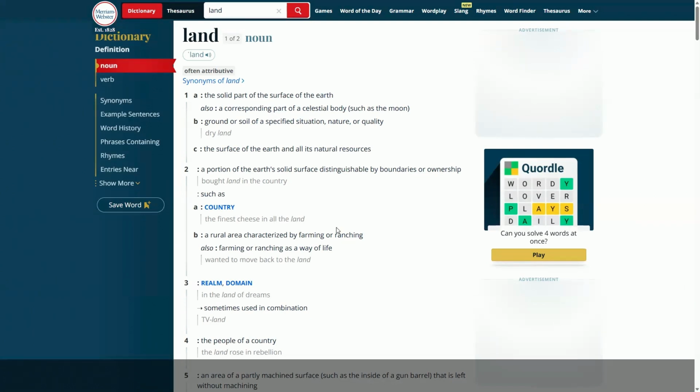See the difference in quality of these words. One of them is property owned, real estate. Land is meets and bounds, a piece of the earth.